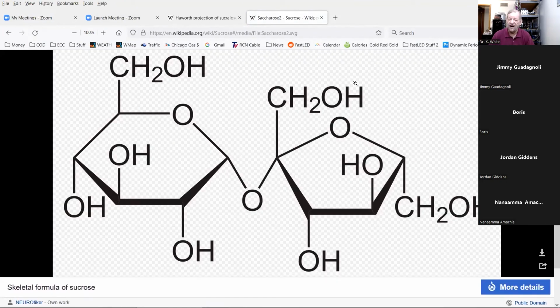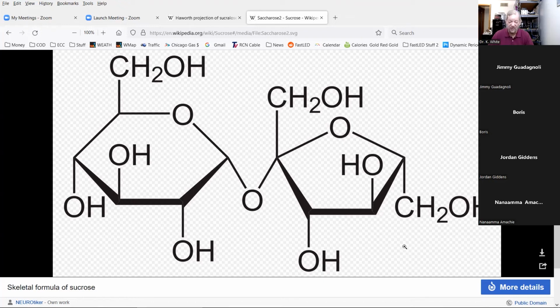Everybody see on the screen a molecule with a lot of OH groups? This is called sucrose, otherwise known as table sugar. And 3 of the hydroxyl groups in sucrose are changed to chlorines. One of these right here, this one, and I think this one.